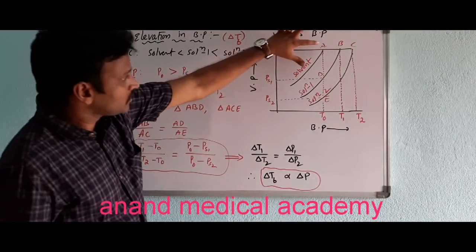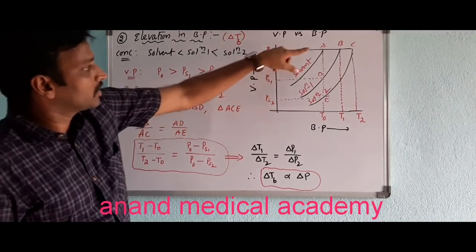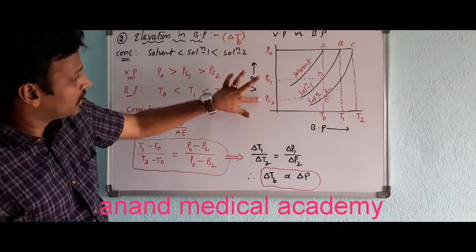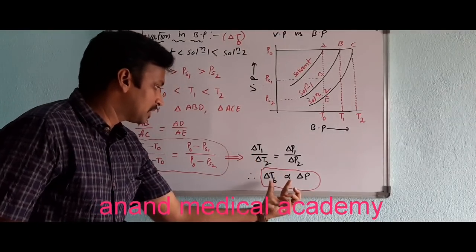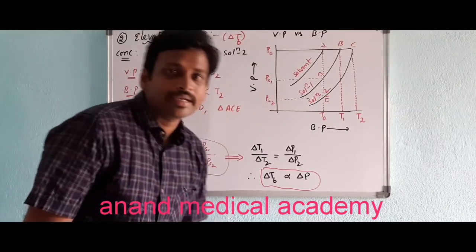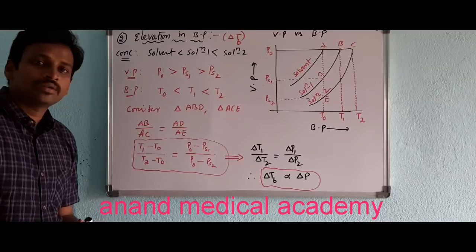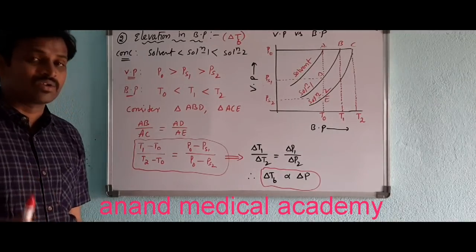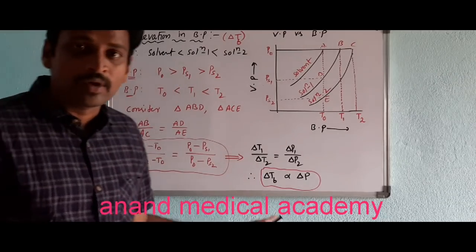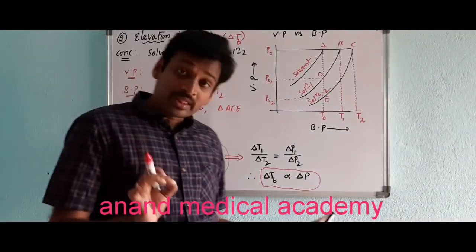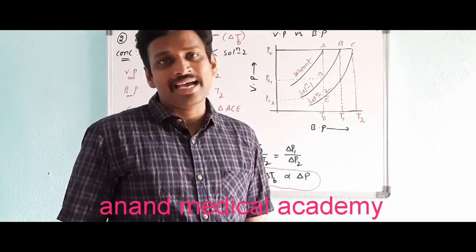Same way, AD means P0 minus PS1, and AE means P0 minus PS2. You can take the relation. Therefore, delta TB is proportional to delta P. Got it? Just have a look and I will continue the relation, because I am going to give you the relation for elevation in boiling point with some concentration term, like molality.